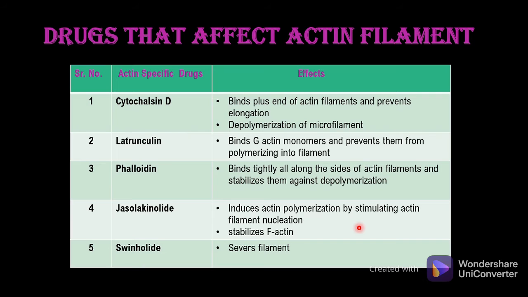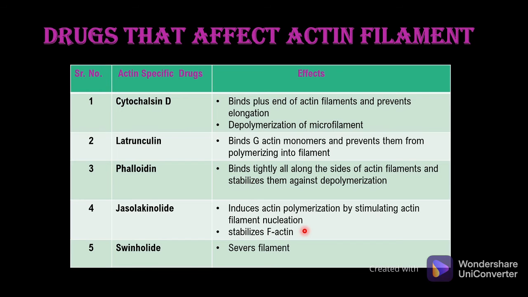Here in this slide, you can see the drugs that affect actin filaments. This table is very important because in the CSIR NET exam, questions are many a time asked on drugs. If a drug is given, then you have to identify its effect or its role. That type of question is asked. So mainly these 5 types of drugs are studied.